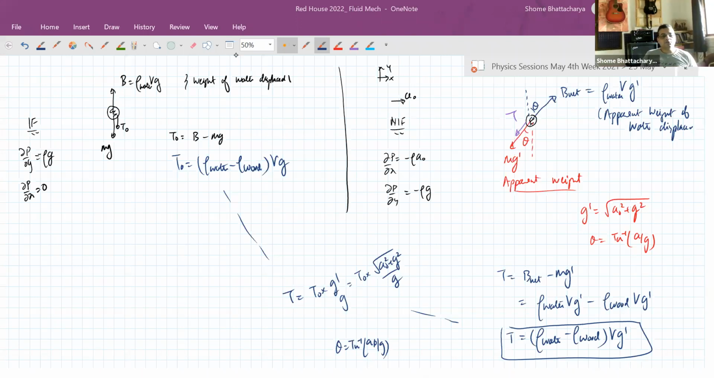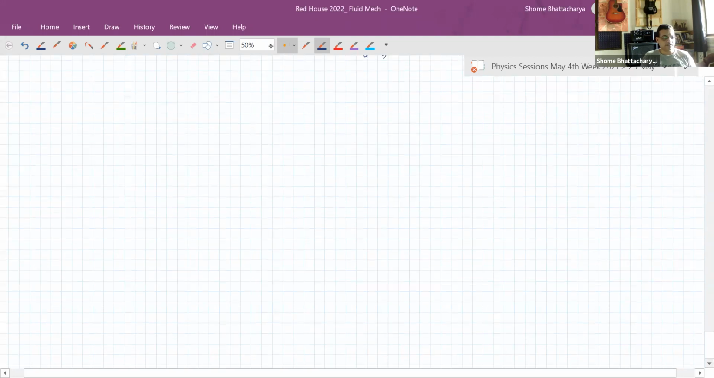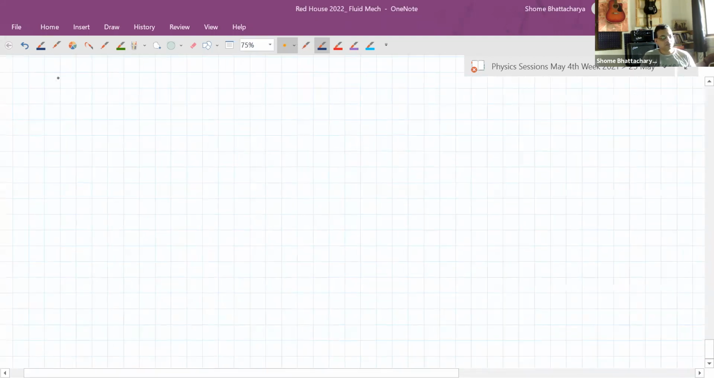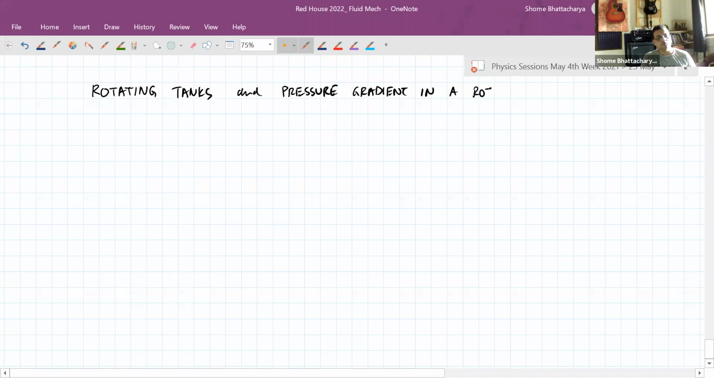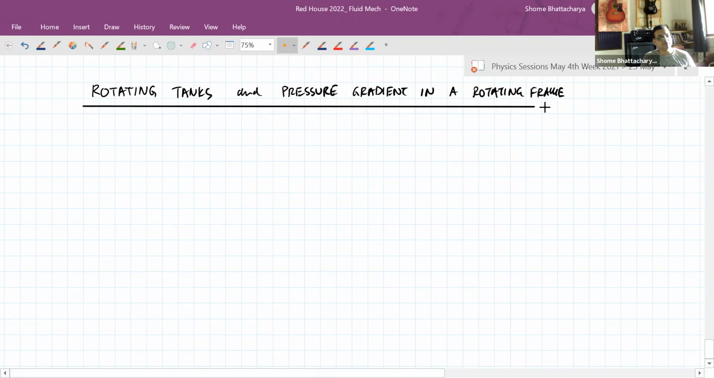Okay, now let's come to one final aspect about hydrostatics, especially hydrostatics in a non-inertial frame. So let us look at a rotating tank, which is also a sort of non-inertial frame. And pressure gradient in a rotating frame. So in a rotating frame, the equivalent of pseudo force is centrifugal force. So let's understand how that affects pressure.